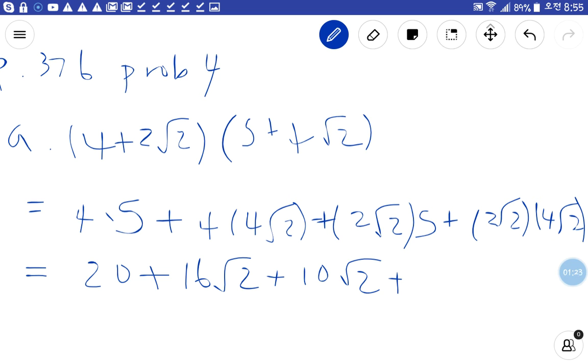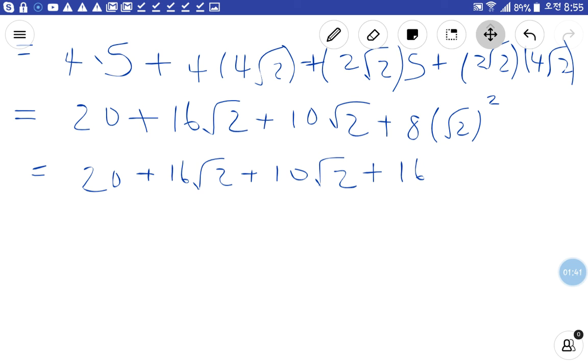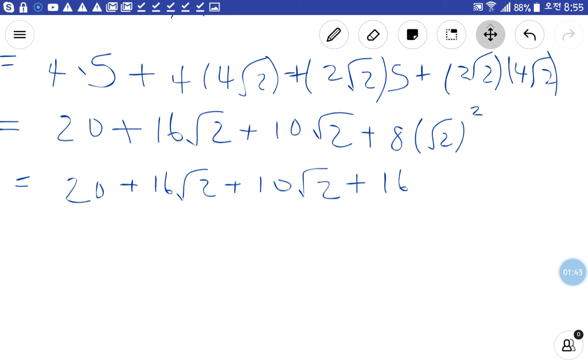You have 2 times 4 is 8, times radical 2 times radical 2, which becomes just 2. So 20 plus 16 radical 2 plus 10 radical 2 plus 8 times 2, 16. And simplify by combining like terms: 20 plus 16 is 36, plus 26 radical 2. Can I go more? No, that's it, because 26 radical 2 is an irrational number, so you cannot combine it with the 36.